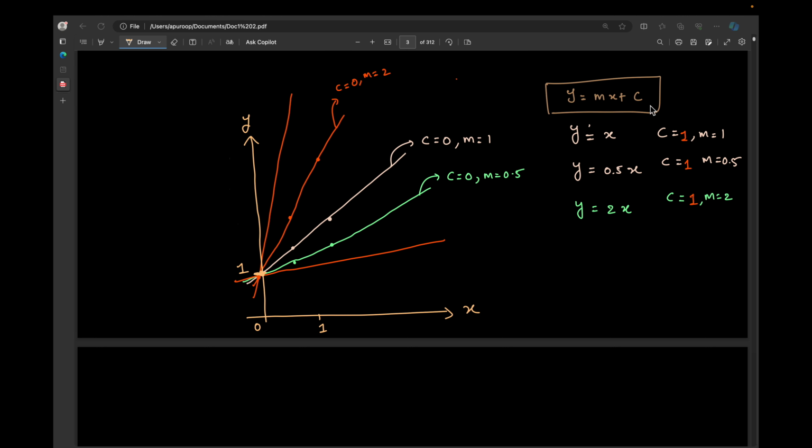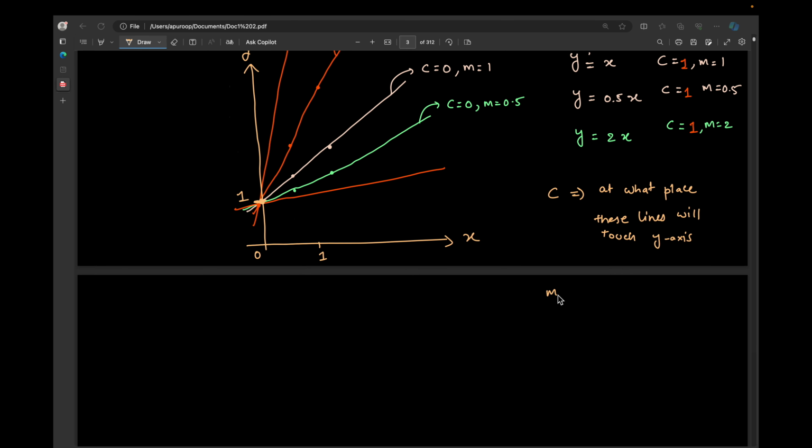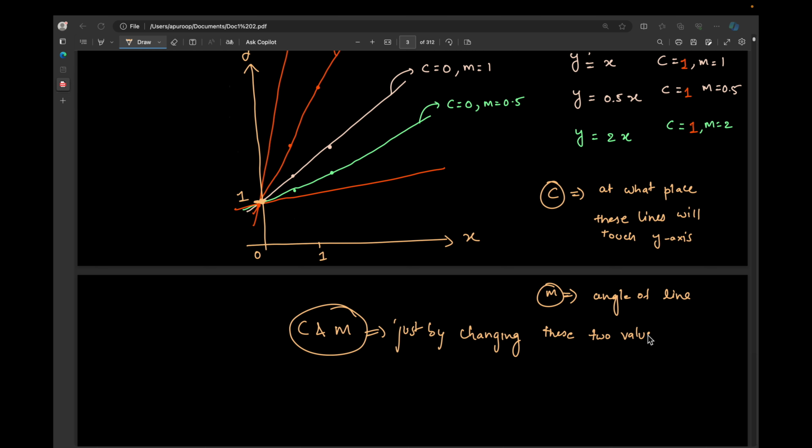So what will this c signify? This c will signify at what place these lines will touch the y-axis, and what will m signify? m will signify what will be the angle of the line. Simply, with the help of c and m, you can get all possible lines. Whatever line you can think of, just by changing these two values, we can obtain any line.